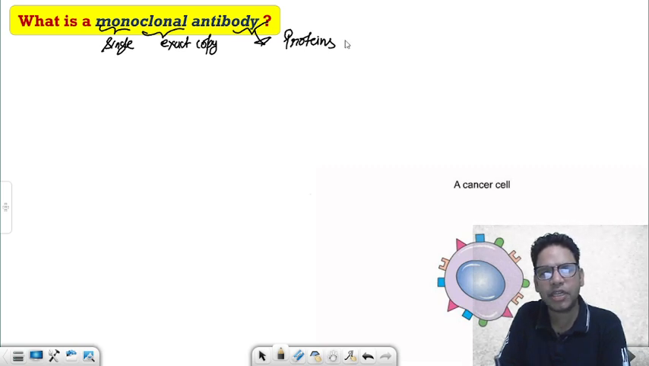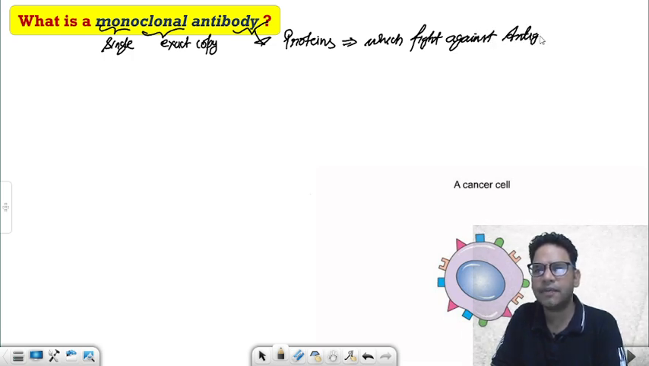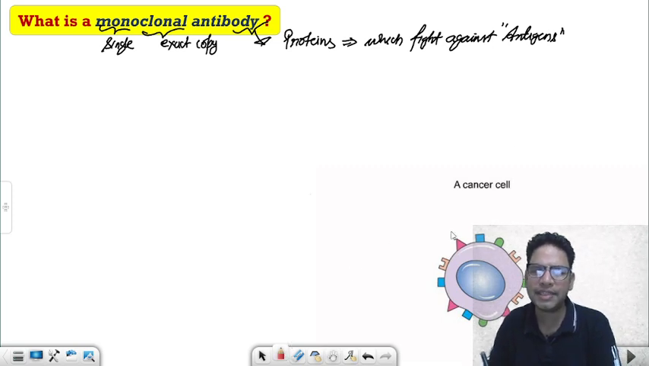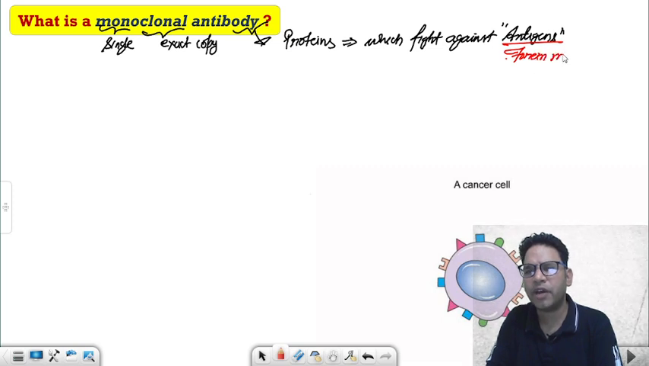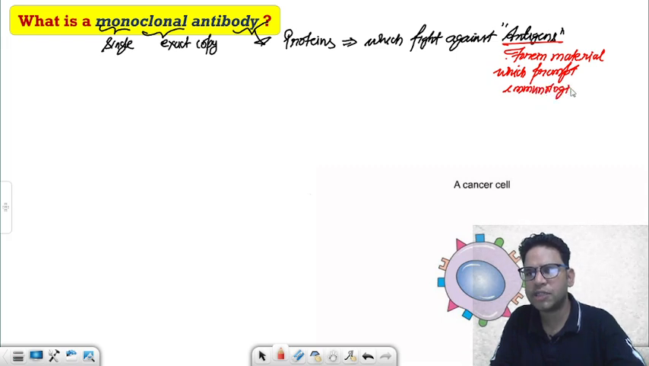Essentially they are proteins which fight against antigens. There is another word, antigens. Those who are not from a science background, if you don't know about antigens, an antigen is a foreign material which invades your body. It is a foreign material which prompts an immunological response.